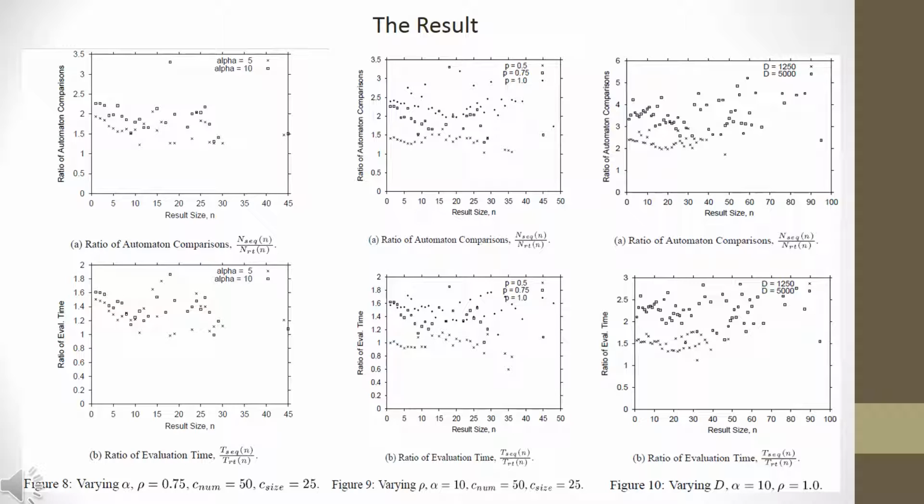This is because as alpha increases, the precision of the bounding automata generally becomes higher, thereby resulting in better filtering of false drops, and hence fewer automaton comparisons and index page accesses.